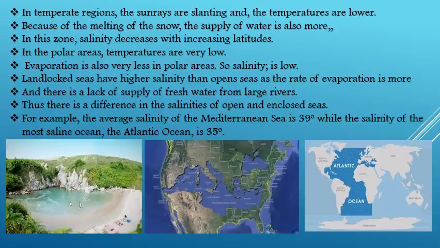You can see this middle image is of the Mediterranean Sea and this is of the Atlantic Ocean. The Atlantic Ocean is 35 because it is open from both ends, from the northern and the southern part. Whereas the Mediterranean Sea has been closed from all sides by land. It is situated in between. So it has the highest salinity here.